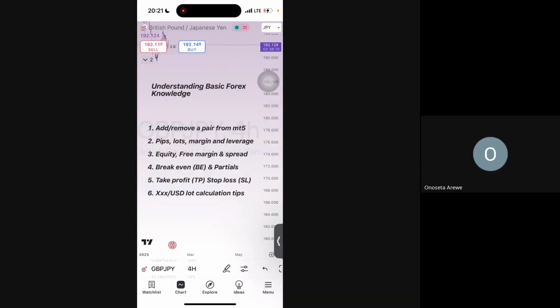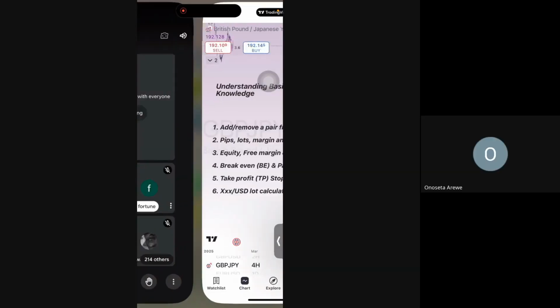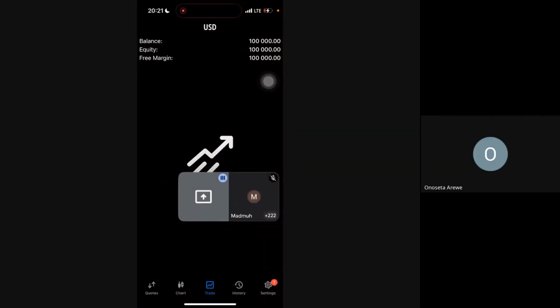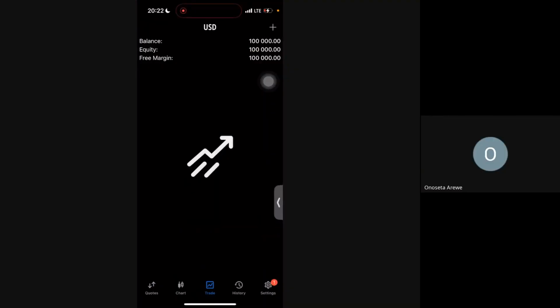Like I said earlier, we're going to be talking about basic knowledge you're supposed to understand as a Forex trader. We're going to start with adding and removing pairs from MT5. I'm going to be using a demo account to show you guys how to perform this action. This is a 100K account size.